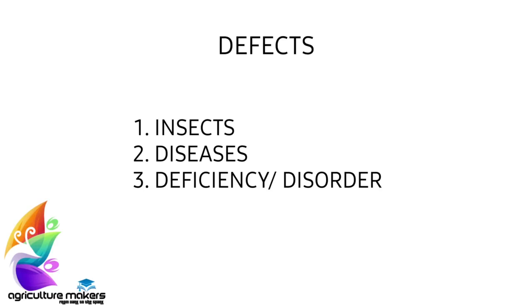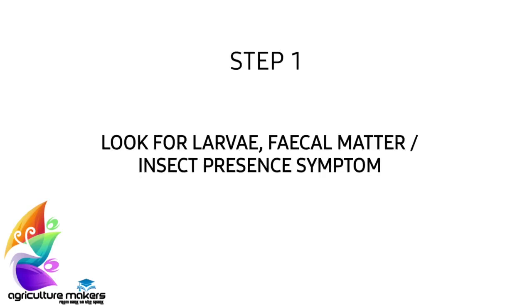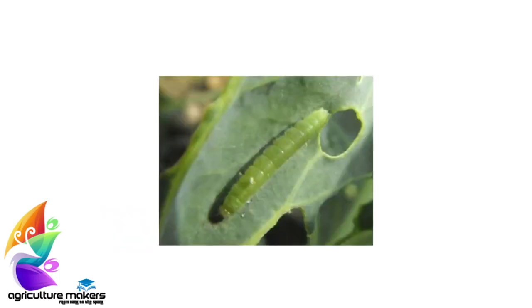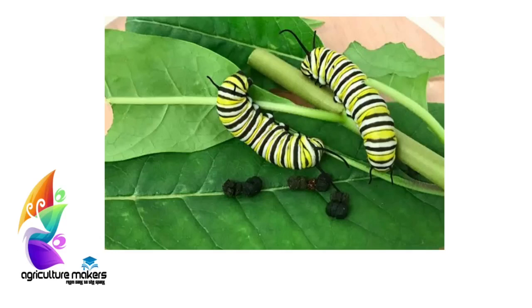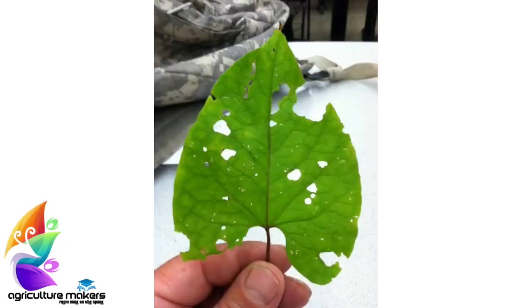The first thing in diagnosing the problem is to look for the larvae or fecal matter or any other insect present symptom. If you find any larvae and fecal matter and any chewing or sucking type of damages, then we can come to a conclusion that the defect is due to insect damage.